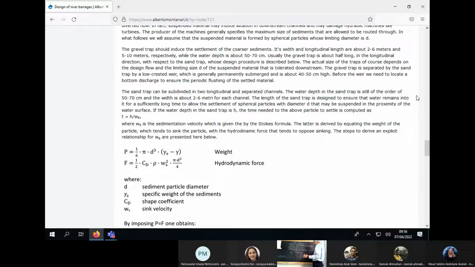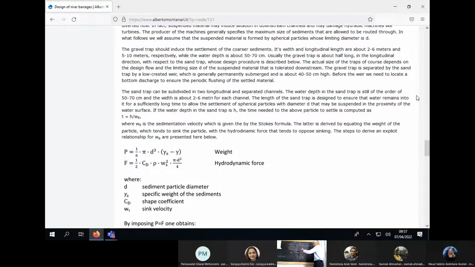So what we usually do is, given the design flow, fix a tentative value for W and H and compute the velocity. And we see if the velocity, the order of magnitude, is fine. But then we have to check that particles have enough time to settle down inside the sand trap.